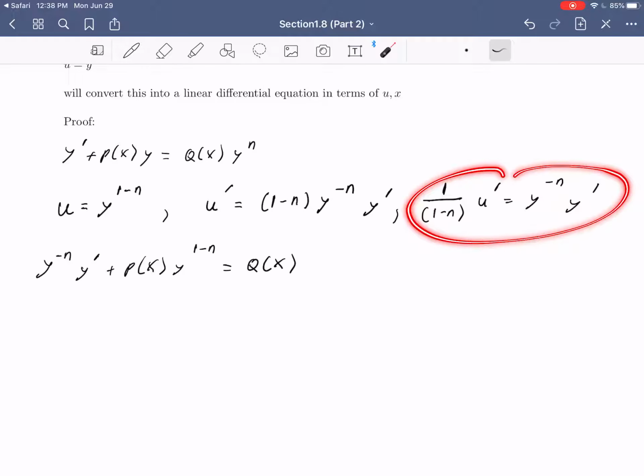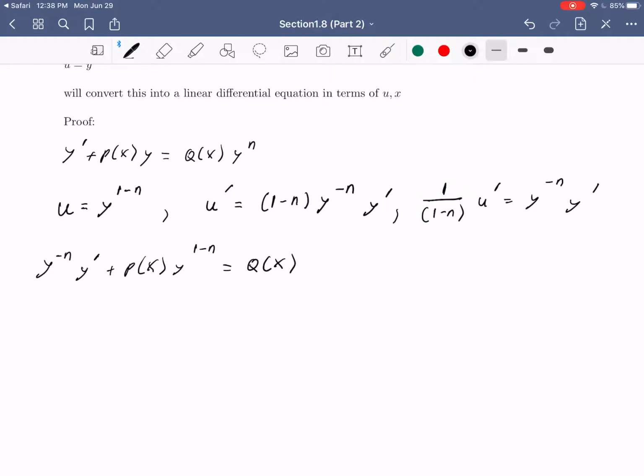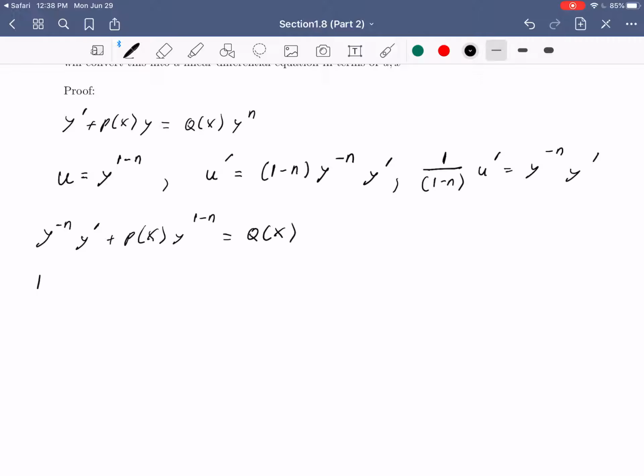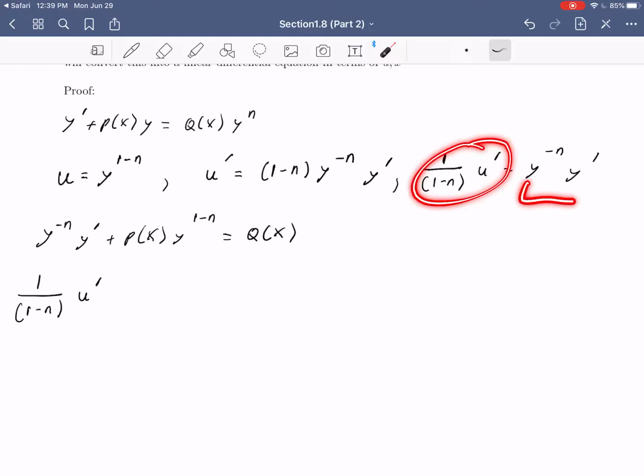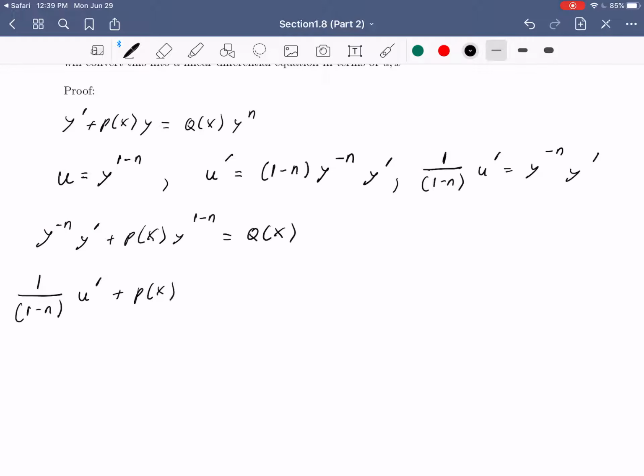Now we can replace this into here. And if we do that, we should get 1 over 1 minus n u prime. That entire expression is going to take care of what we had here, plus p of x. This y to the 1 minus n is exactly equivalent to u, so we have u equals q of x. Now, actually, we could just call it good here.